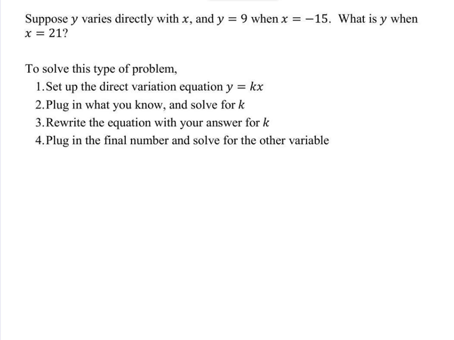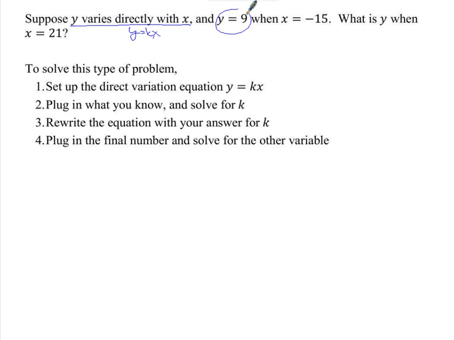Up next, direct variation. Suppose y varies directly with x. As soon as you see this phrase right here, suppose y varies directly with x, that is your indication that you're dealing with y equals kx. You're dealing with direct variation. That's the clue. Then they tell you one particular point for this direct variation equation. Y is 9 when x is negative 15.